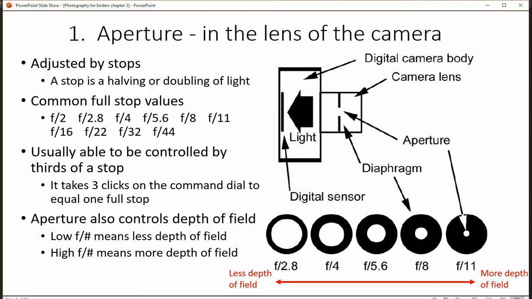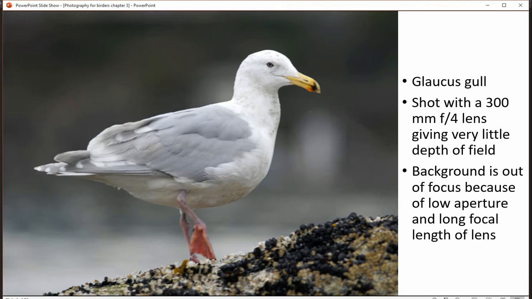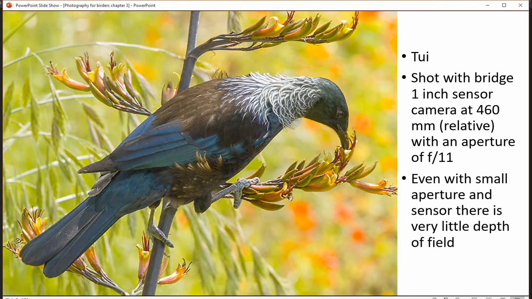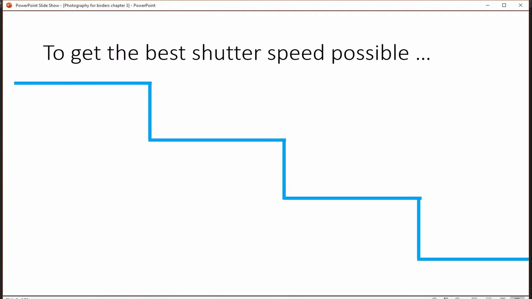A low F number gives you less depth of field but lets in lots of light. A high F number gives you lots of depth of field but very little light. This was shot at F4, and you can notice the background is quite blurry. Even at F11, which on a wide angle lens would give you lots of depth of field, because this is a telephoto, even at F11 there's very little depth of field, although you still get more than you would otherwise.